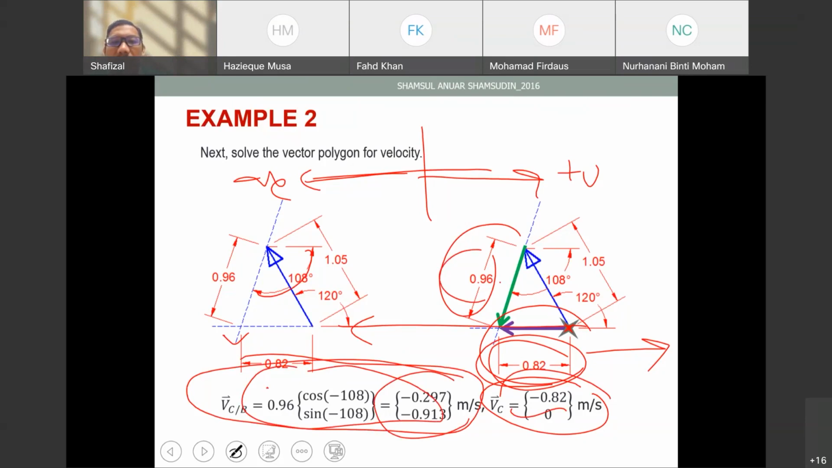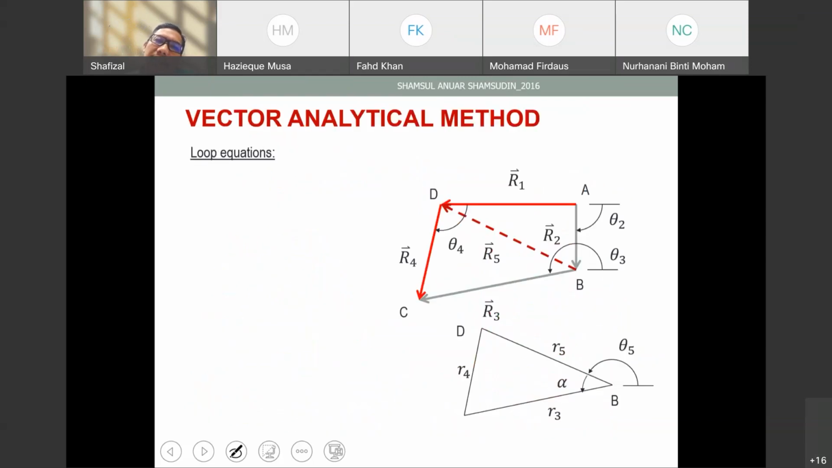This length is 0.996 for the velocity of point C relative to B. Or you can use the loop equation. Okay, loop equation. This one, I'm not very good at. You can look at it if you want to, you can try this if you want to. Right, you can also try. Alright, using this loop equation.